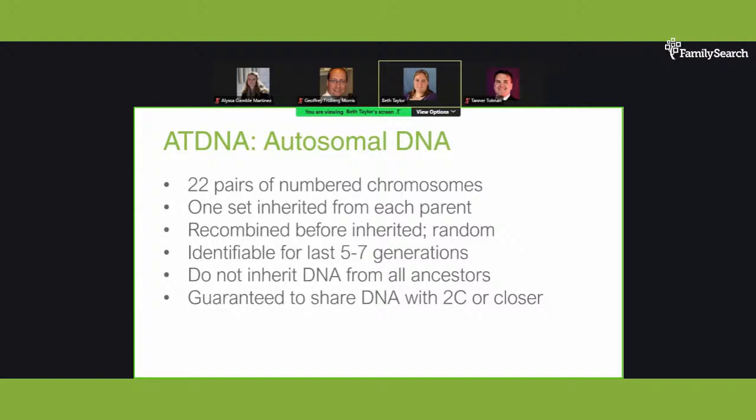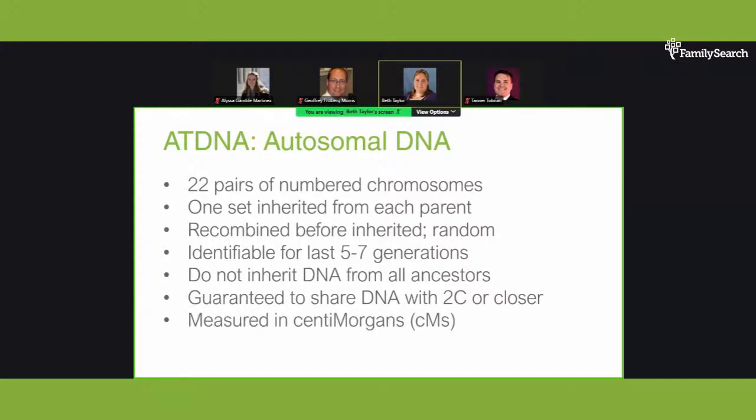So if it's not, you can both inherit from the common ancestor, but it's not matching, it's not overlapping, you don't show up as matches. That doesn't mean you're not related. It just means that there is no overlapping DNA. And that happens, especially as you go further back in time. So just keep that in mind. It's only a second cousin or closer that you are guaranteed to share DNA with.